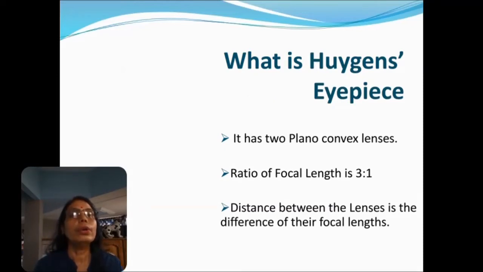Now we will discuss what the Huygens eyepiece is. The Huygens eyepiece consists of two planoconvex lenses. Their focal lengths are in the ratio 3:1 and their separation is equal to the difference in their focal lengths. And they are kept with their convex sides facing the object.